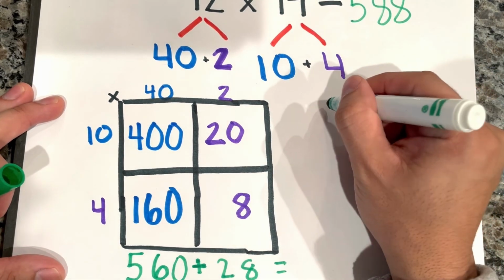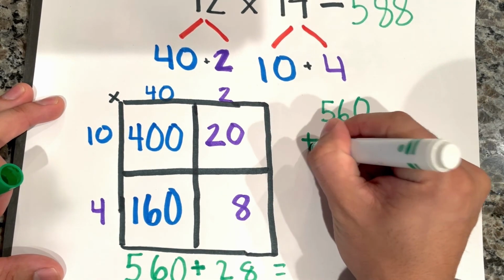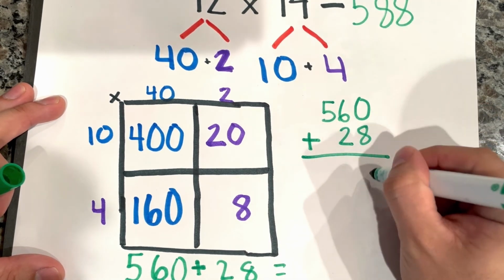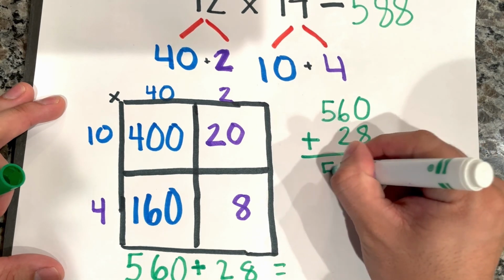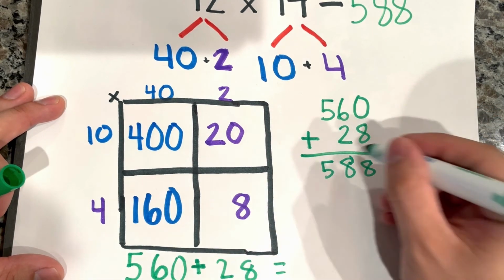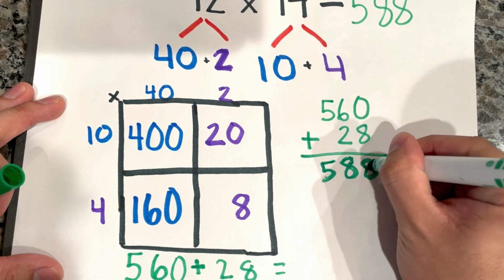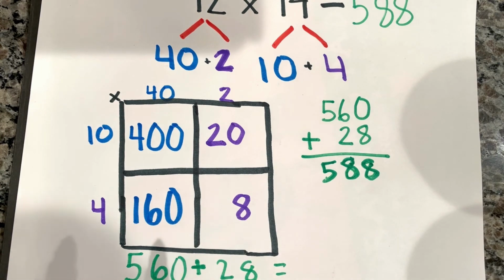Now, just in case you didn't see that, Mr. Garcia, what did I do? What did you do? So 560 plus 28. And we got 8 plus 0 is 8. 6 plus 2, 8. And 5 plus nothing is 5. Boom, 588. And life is great. Perfect. There is your answer, and that is how you do the area model strategy.